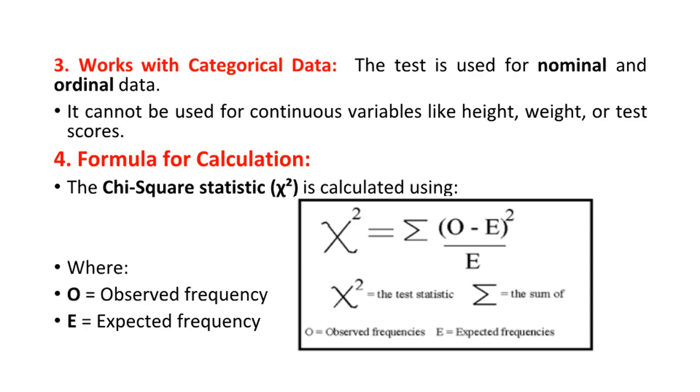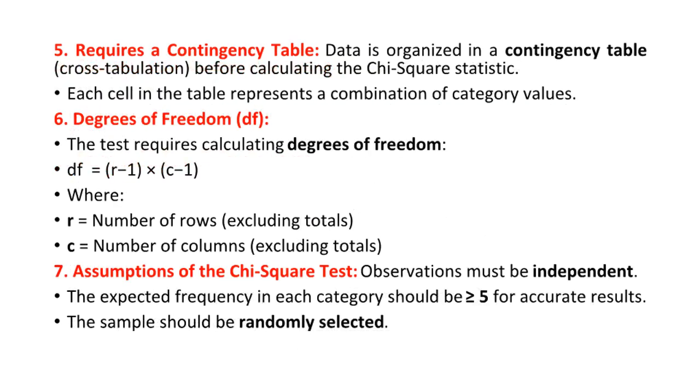4. Formula for calculation. The chi-square statistic is calculated using chi-square is equal to summation of (O minus E) whole squared divided by E, where O is equal to observed frequency, E is equal to expected frequency. 5. Requires a contingency table. Data is organized in a contingency table, cross-tabulation, before calculating the chi-square statistic. Each cell in the table represents a combination of category values.